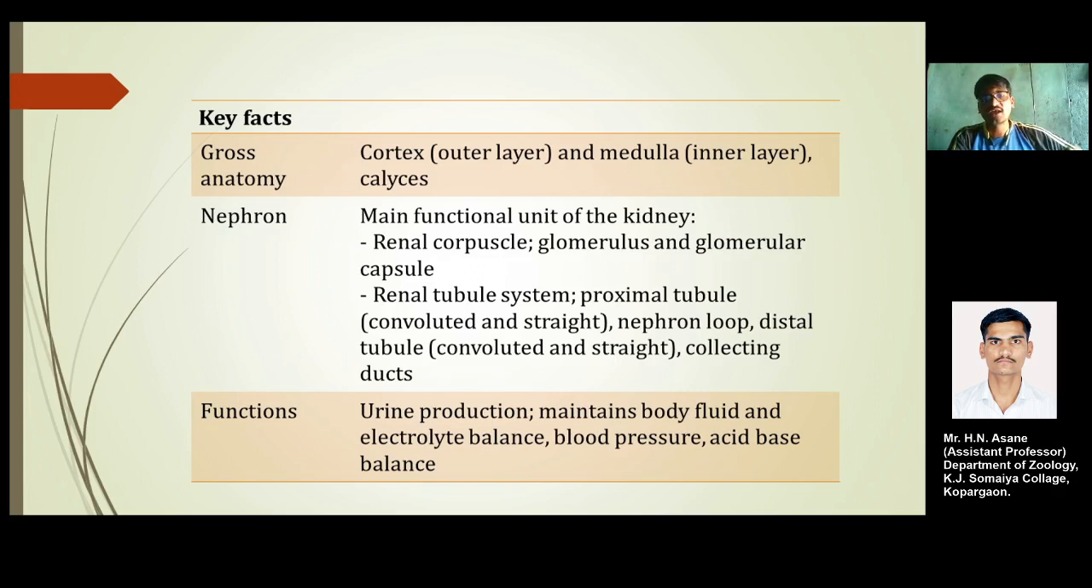So we will highlight these functions also. The urine production we will see in detail, but also the maintenance of body fluid as well as the electrolyte balance, how that electrolyte balance is achieved, and how the kidney helps in blood pressure. One specific hormone is secreted by the kidney to regulate your blood pressure, and also how the kidney helps in the acid base balance.